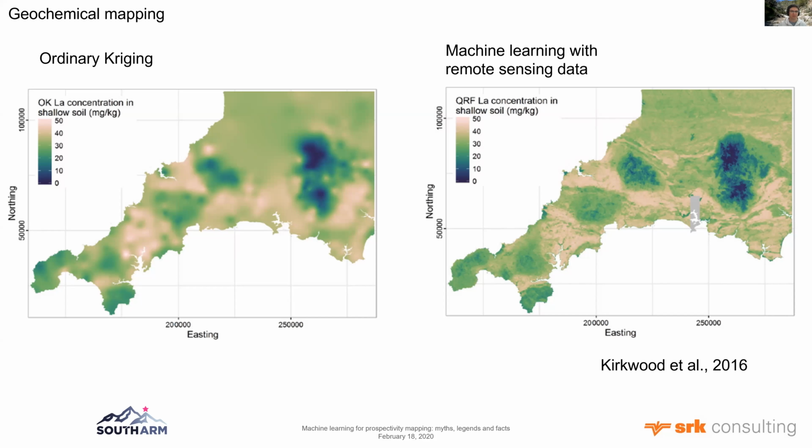A question from Franklin. Do you think that transforming continuous predictor maps into categories is useful for machine learning for prospectivity mapping?